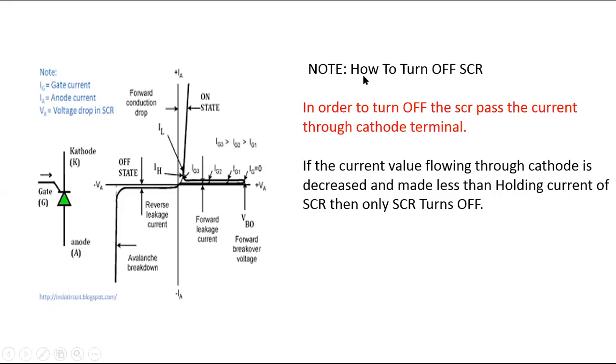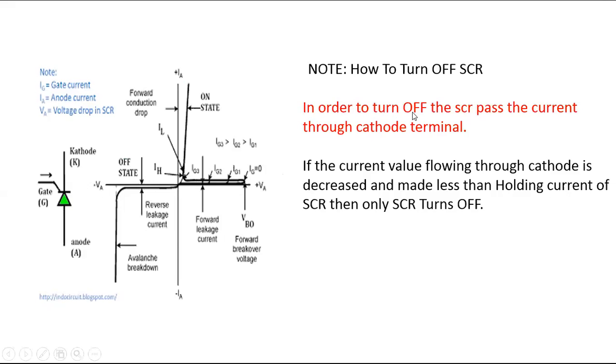In any circuit, how to turn on the SCR? SCR should be properly biased and apply the pulse signal. Okay, that part is done. Now, how to turn off the SCR? This is the most important question. How are you going to turn off? People mention, okay, I'm using the commutating circuits. But what is the logic to turn off the SCR?